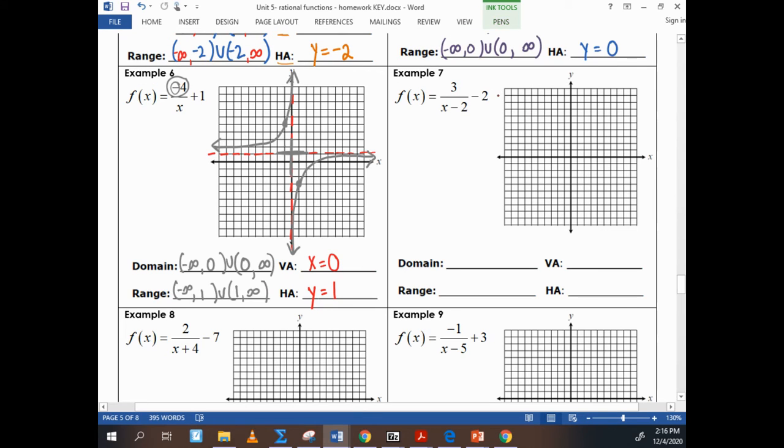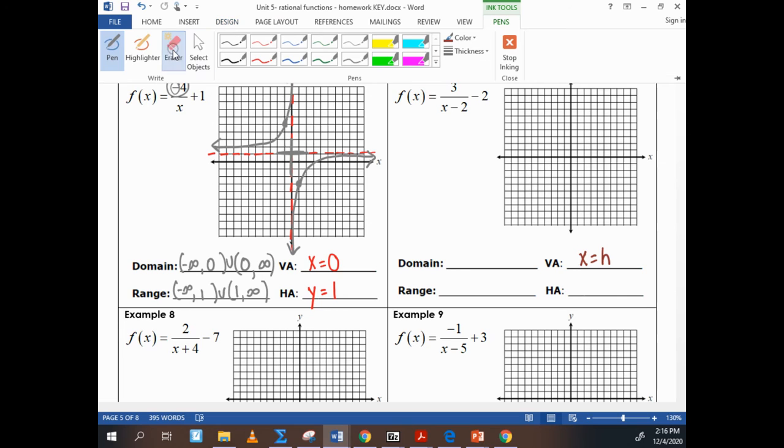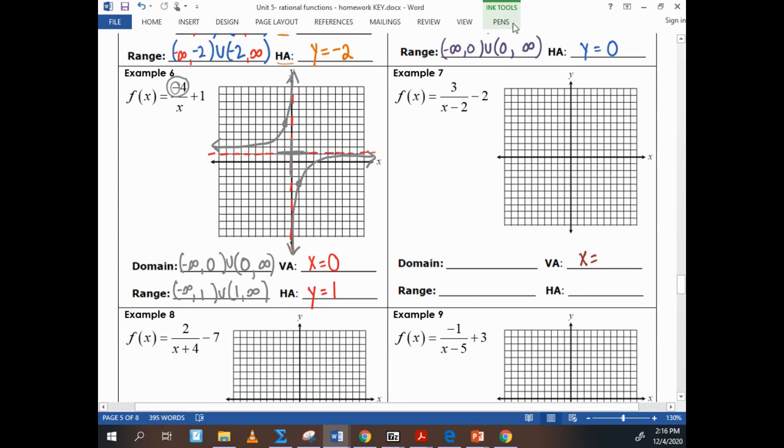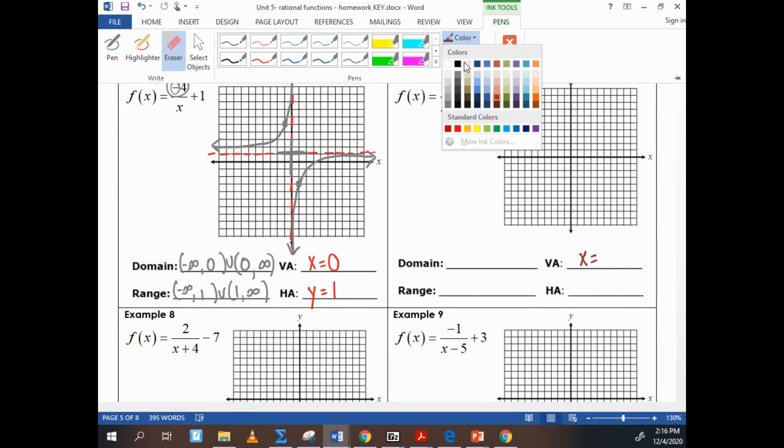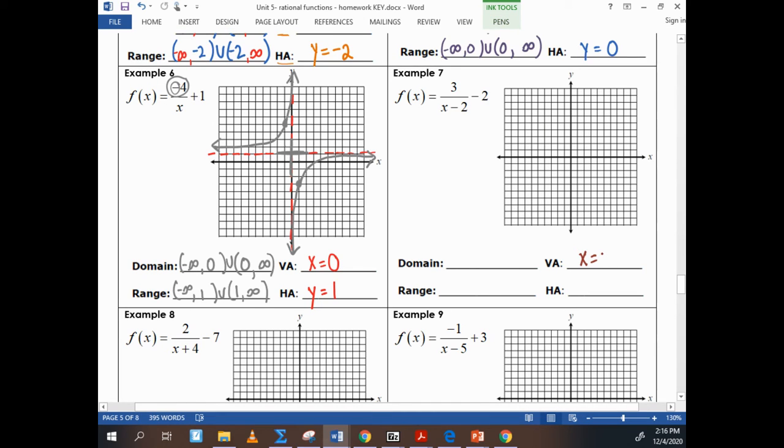All right, let's look at this next example. Let's do red right here. So our vertical asymptote right here is my h value. Now remember, it's x minus h. So if this is a -2, my h value is a +2. So it's just x is equal to, oh, whoops, I put h. I meant to write 2. You want to write a 2 right there.